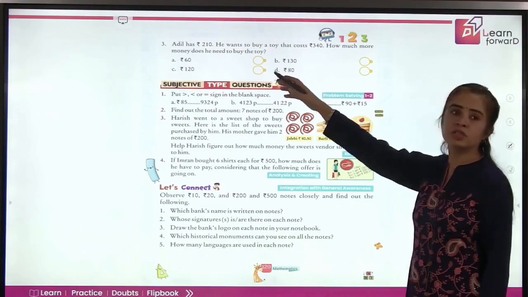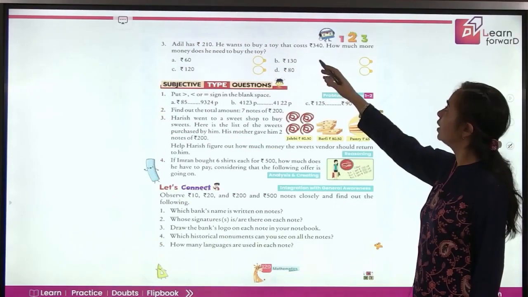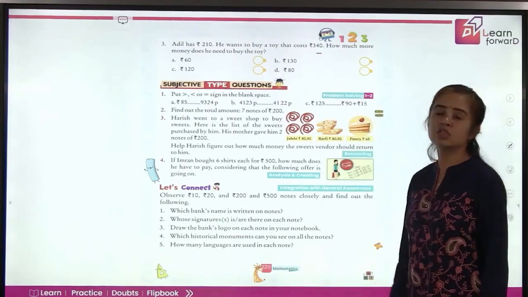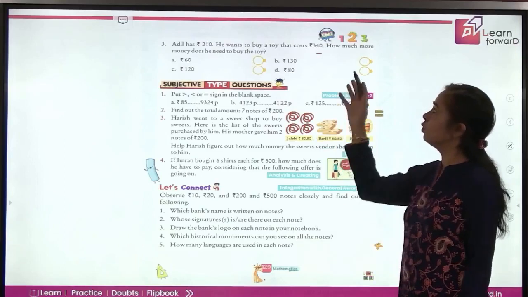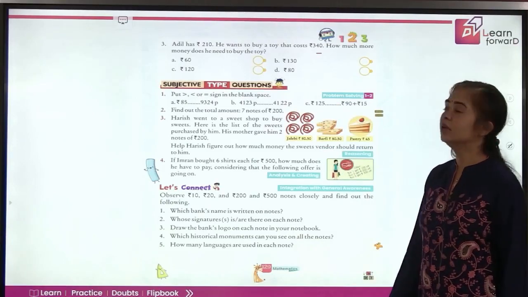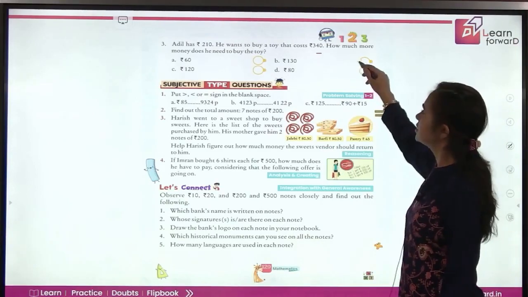Adil has rupees 210. He wants to buy a toy costing rupees 340. So how much more money does he need? What will we do? Subtract. Yes. So what do you think? How much more does he need? Rupees 130. Yes, it's right here.